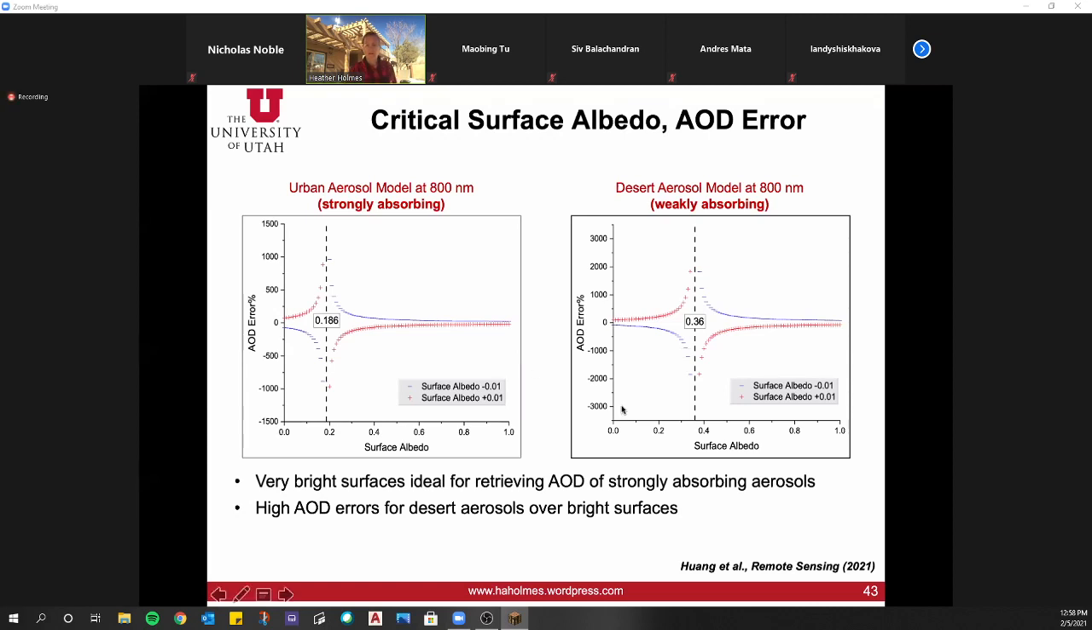On the right is the same plot, but for desert aerosols. So these are a weakly absorbing aerosol, and so it would be reflecting light, and then the surface albedo. The value here of surface albedo, 0.36, is similar to the values we see in the Black Rock Desert. So what this is showing essentially is that we can't detect bright aerosols over bright surfaces. And then over here on the left, this 0.186 value is what we would see over urban areas. So you can't detect strongly absorbing aerosols over a strongly absorbing surface. This is intuitively what we would expect, but this is just showing that her model shows the same thing.